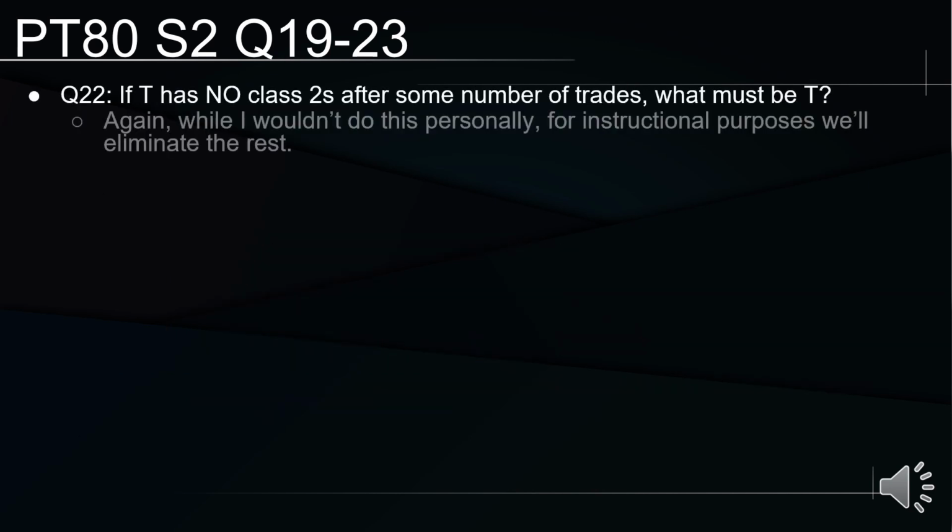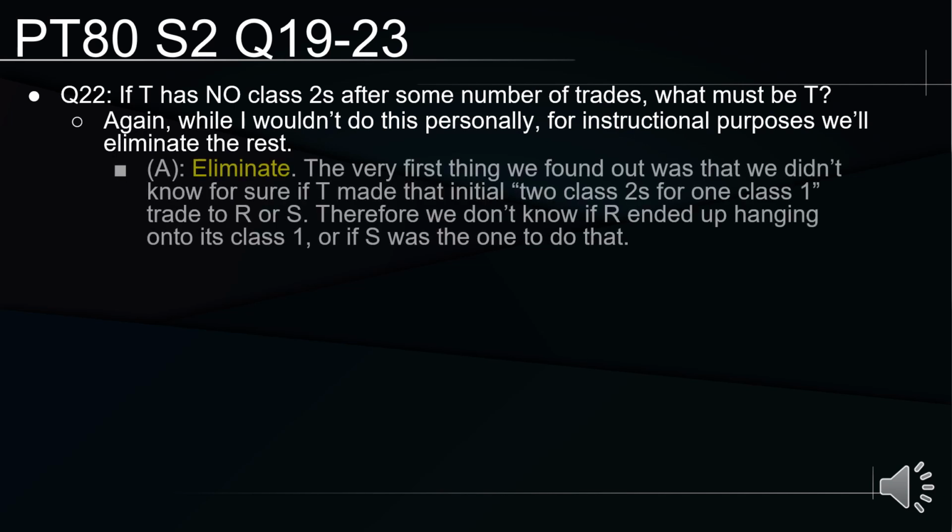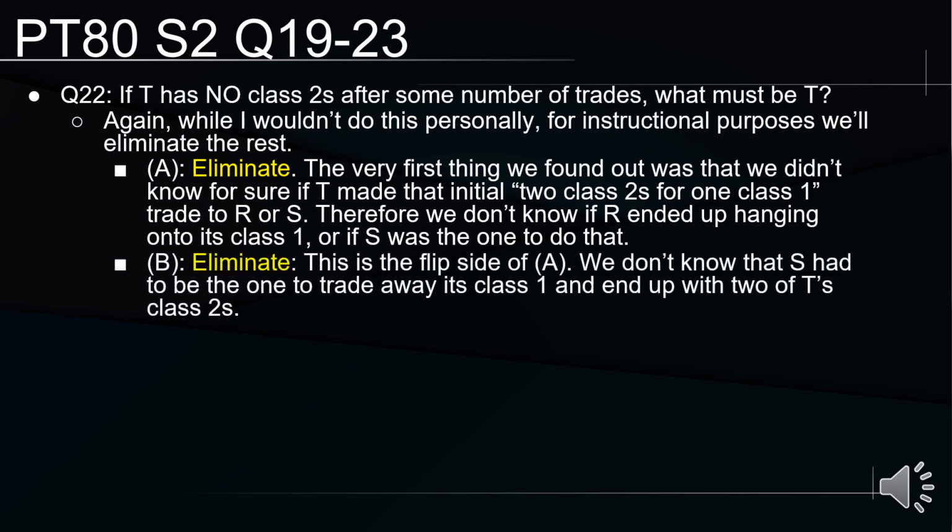But much like 21, while I wouldn't do this personally on my exam, for instructional purposes, we will eliminate the rest here. So A we can eliminate. The very first thing we found out is that we didn't know for sure if T made that initial 2 class 2s for 1 class 1 trade to R or S. Therefore, we don't know if R ended up hanging on to its class 1 or if S was the one to do that, so there's no way to know for sure if A must be true or not.